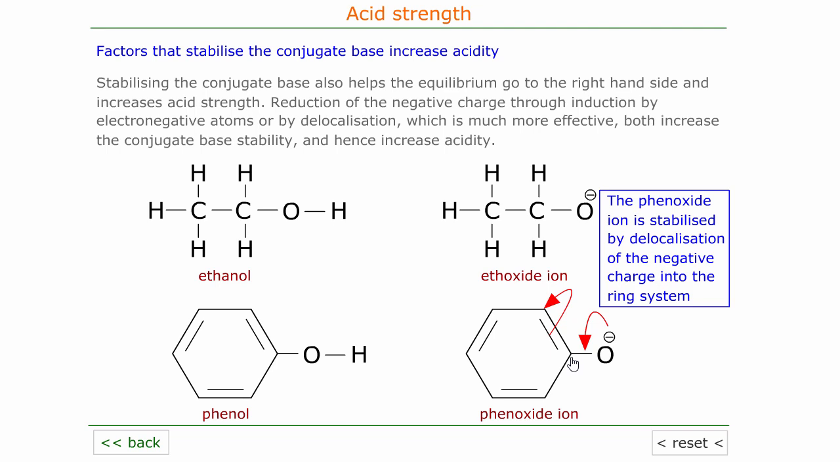So to quickly summarize then, a weak acid is a species that only partially dissociates in solution. A strong acid is a species that fully dissociates in solution.